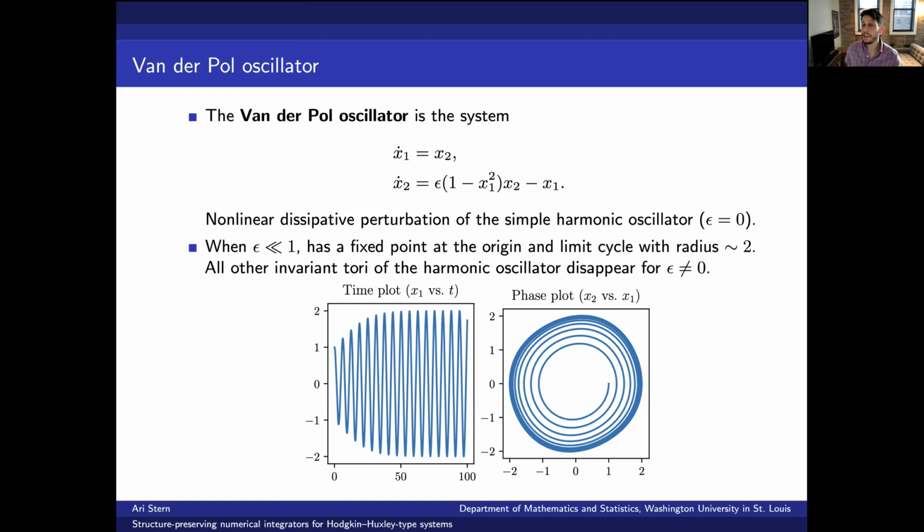So when epsilon is equal to 0, we have all of these invariant tori. We have the whole plane filled with concentric circles. However, when we move epsilon away from 0, all of these disappear with the exception of the one with radius 0 and one with radius approximately 2, which is this limit cycle. So here we see an example of a solution sort of spiraling out and ending up on this limit cycle with a radius approximately 2.